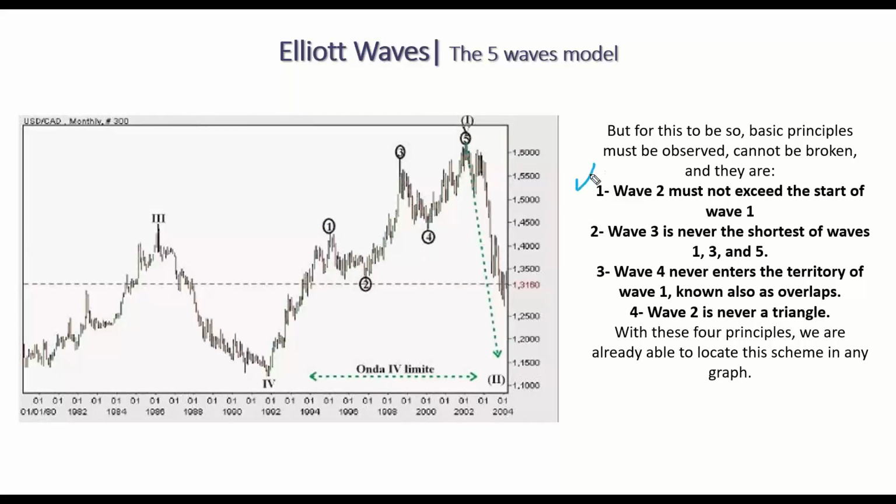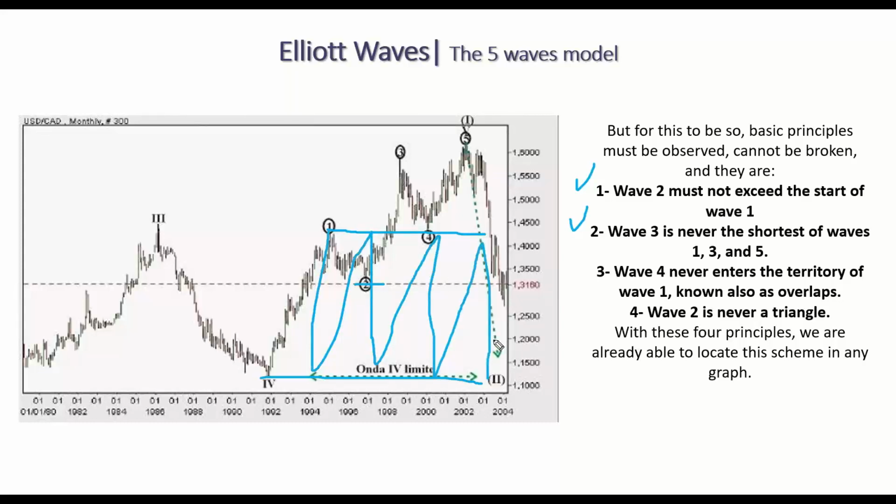So we know now rule 1 and rule 2. Let's go to rule number 3. Wave 4 never enters the territory of wave 1, known also as overlaps. Never should you see an overlap of wave 4. So this is quite at the limit, but they are not touching. That's why I use this as an example. This is the territory of wave 1, everything that is now in blue. And wave 4 ends just on top, above this territory of wave 1. So there is no overlap. So in this case, it's correct. This can be labeled as wave 4.